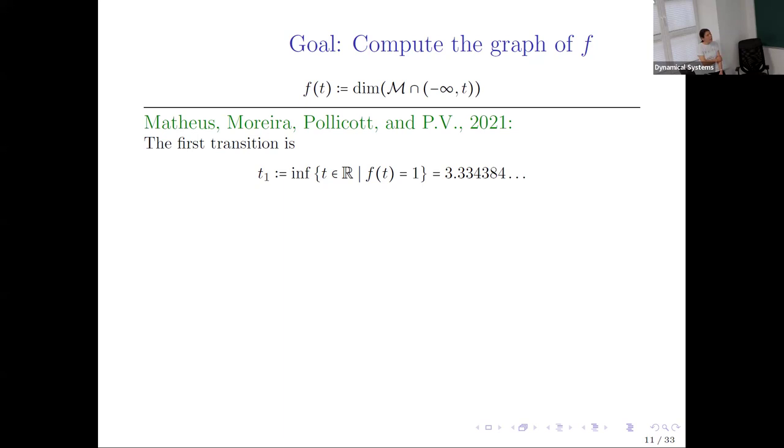So we were looking for the graph of our dimension function in a very small interval, if you like. Usually, in dynamical systems, you want to work with typical phenomena. This is nothing typical. We are studying sets of measure zero, and moreover, we are looking for the properties of a function on an interval of size 0.334 and so on, because we know that it is going to be 1 afterwards, and it is going to be 0 before. This is what we have.